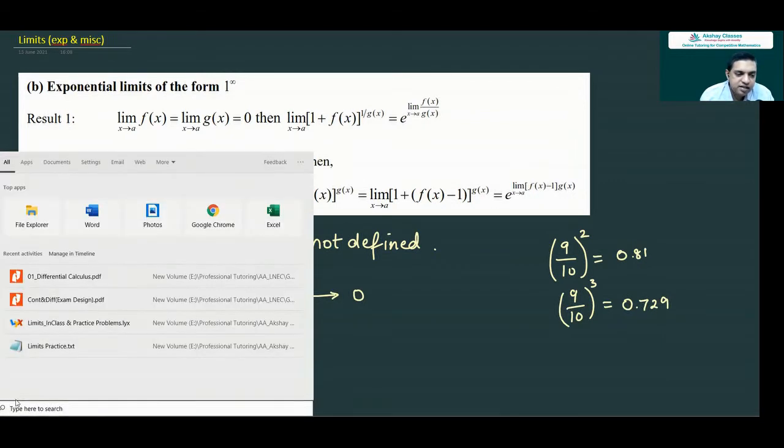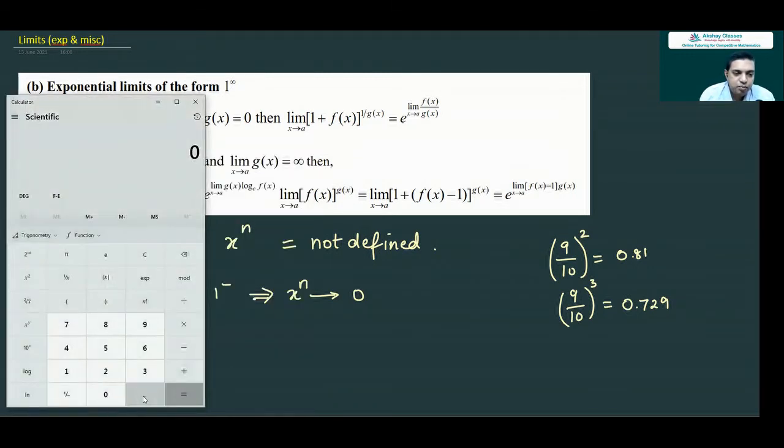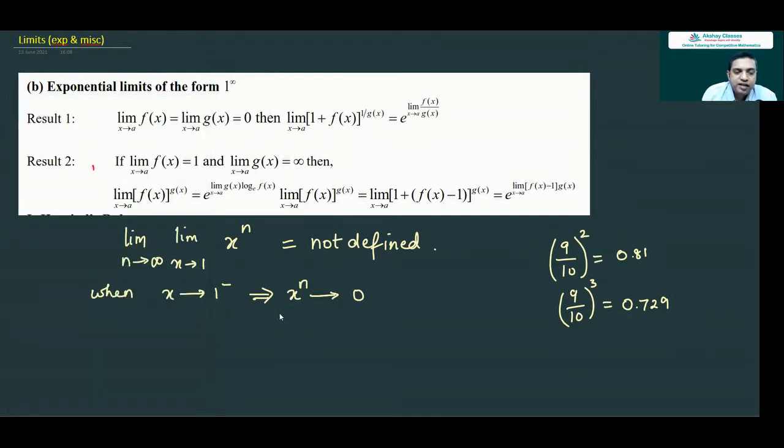And we can see 0.9 raised to the power, say 25, you observe it is 0.0717, and 0.9 raised to the power 100 is 2.65 into 10 to the power minus 5. So any number lying between 0 and 1, you raise it to an infinite power, it goes to 0.